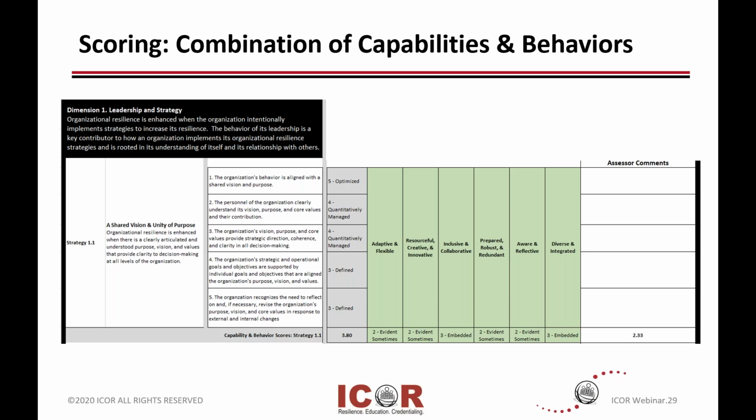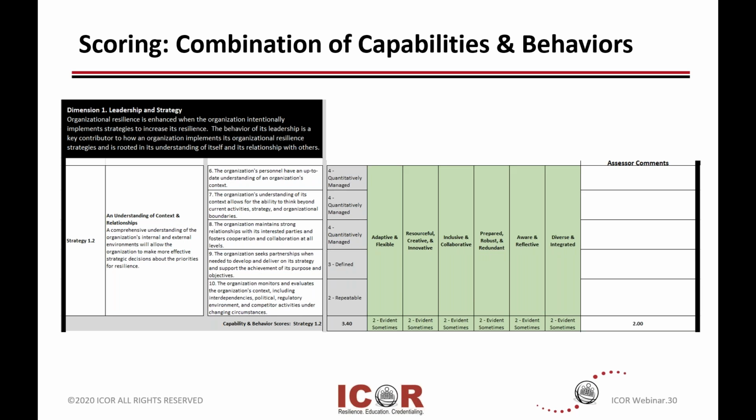And then you score it anywhere between 1 and 5, and then you do the same thing with your behaviors. Within each strategy, you're going to actually be evaluating the behaviors. You're not evaluating the behavior of each of those strategies, you're really evaluating the behavior of your capabilities. So your shared vision and unity of purpose, and do you see that as being something that's adaptive and flexible? In this sample, they got a score of 3.8 out of 5 for their capability, and a score of 2.33 out of 3 for their behaviors.